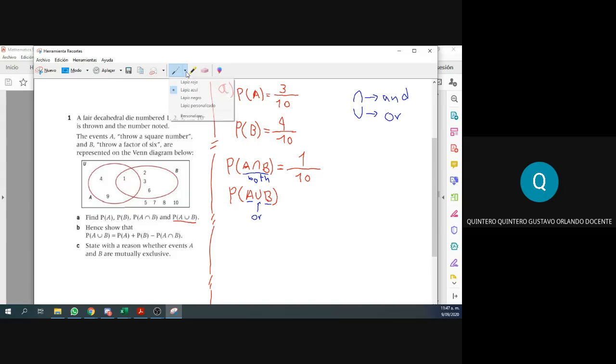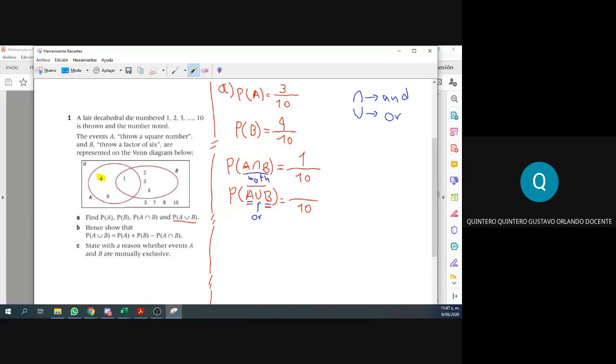Right? So let's take a look at our probability. Again, the easiest is the denominator. This is 10. But how many are the successful ones? Out of these 10, how many of those are a square number, or a multiple of 6, or both? Well, let's take a look at those.